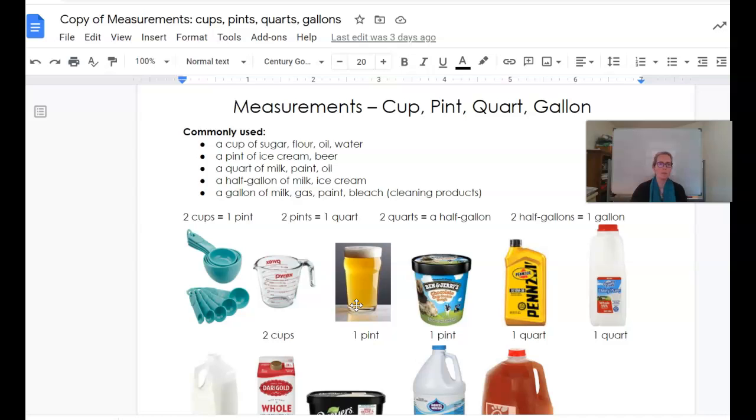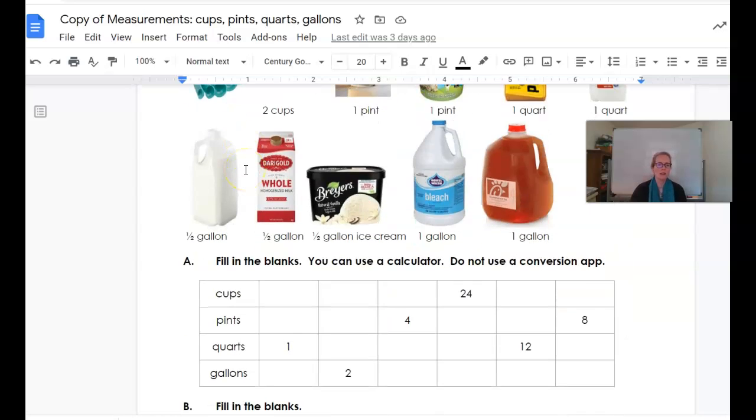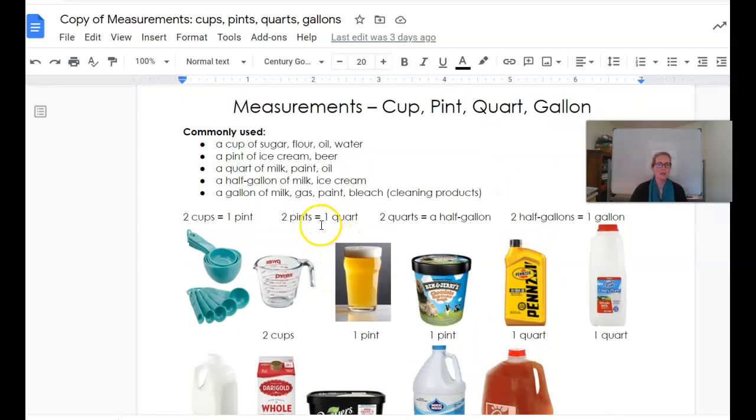I have a quart. So you have 2 pints in a quart. 2 pints equals 1 quart. And you talk about a quart of milk. It might look like this. A quart of paint. Well, not this. This is a quart of oil. I have a quart of chicken broth I use to make soup. This is 1 quart.